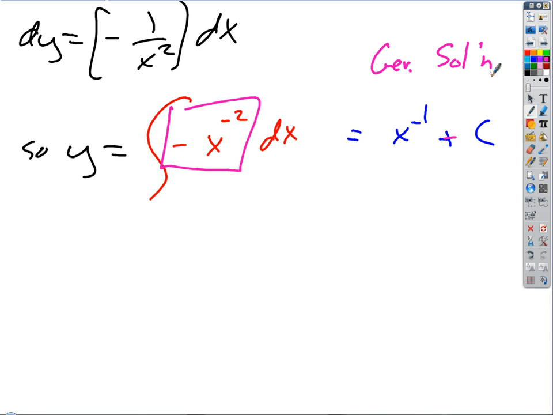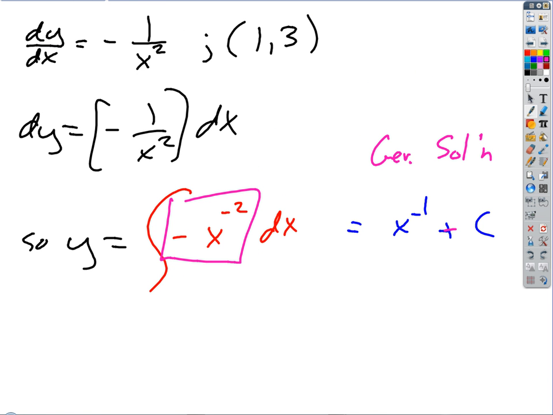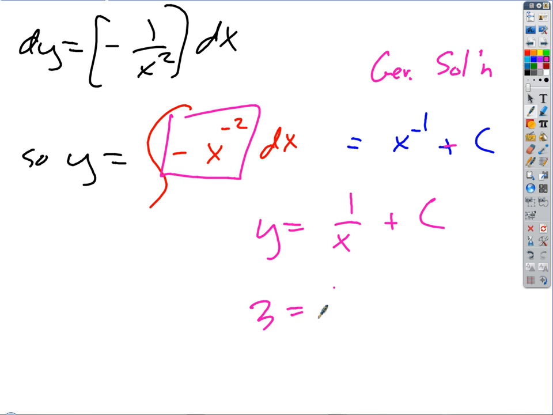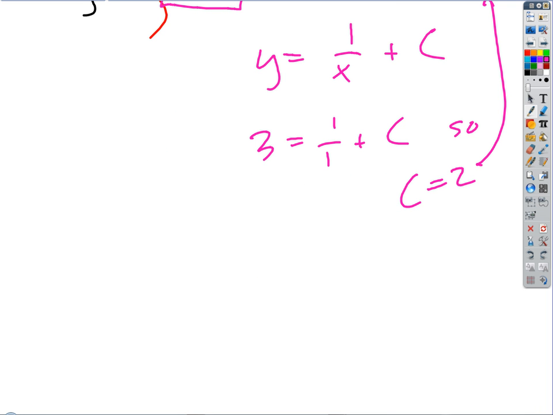What do I have to do to find the particular solution? Plug in this 1, 3. Okay, plug in 1 for x, 3 for y. Remember, we've got the equation y equals 1 over x plus c. So if I plug in 1 for x, I get 1 over 1 is 1, right? So what's c? 2. If c is 2, then all I have to do is plug 2 back into c in the general equation, and I get the particular solution. y equals x to the negative 1 plus 2.